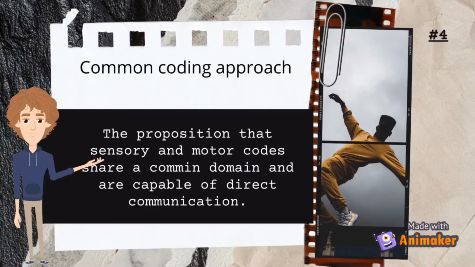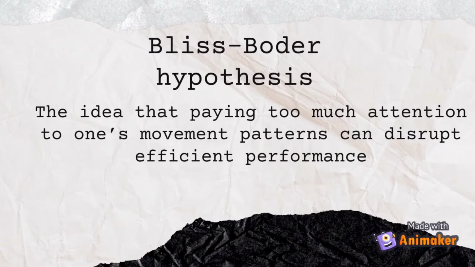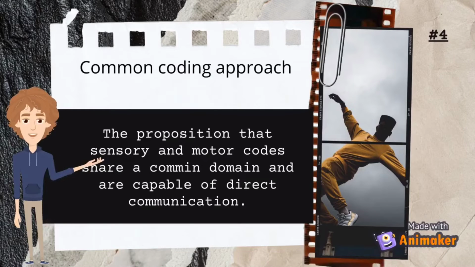In this view, event codes and action codes are represented within a common cognitive domain. Prinz called this the common coding approach to perception and action. According to this approach, perceived events and planned actions share a common representational domain.